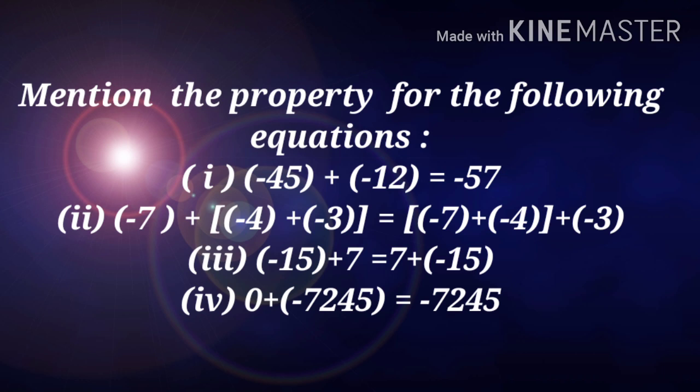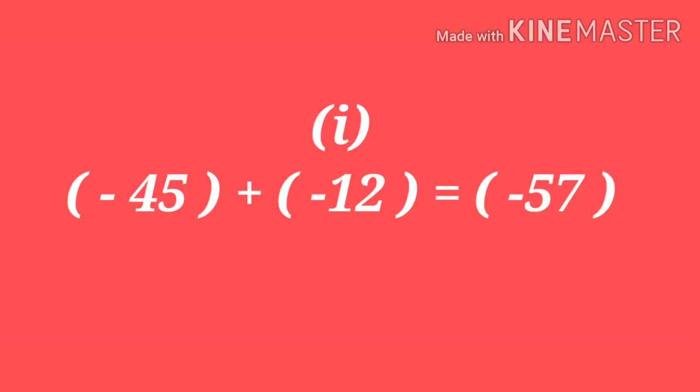Students, can you try this? Mention the property for the following equations. Minus 45 plus minus 12 is equal to minus 57, which is a closure property because for the integers minus 45 and minus 12, the sum is minus 57, which is also an integer.